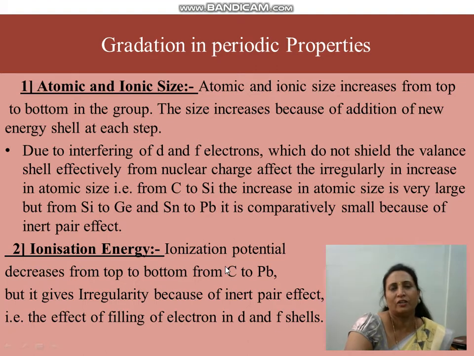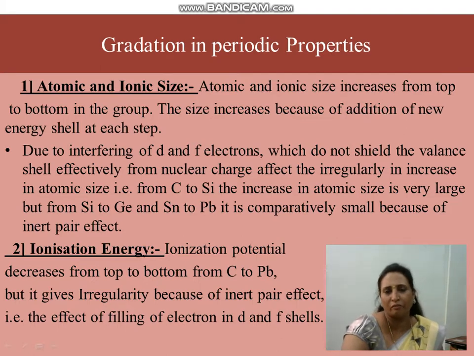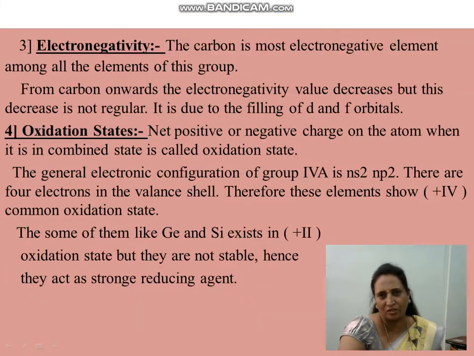All of you know that ionization energy is nothing but the amount of energy required to remove the last valence electron. It decreases from top to bottom, that is from carbon to Pb. But again, this is not regular one. This is again because of the inert pair effect, that is again filling of d and f electrons.